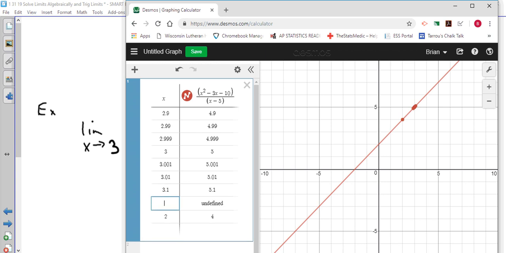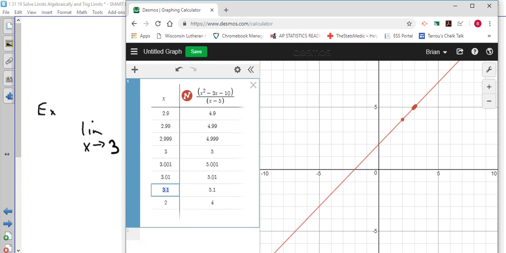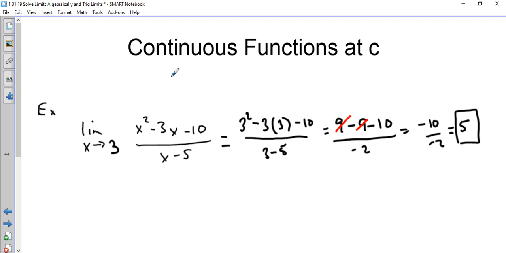But we can verify using a table of values that as we push from the left side and from the right side, it appears they both are approaching the value. And we confirm that it's continuous by noticing that the value of the function at 3 is the same as both of the limits from the right and left side. And therefore, it's continuous. By using direct substitution, we can verify that just by plugging the values into the function itself. Now, this is when you have something that is continuous at c.